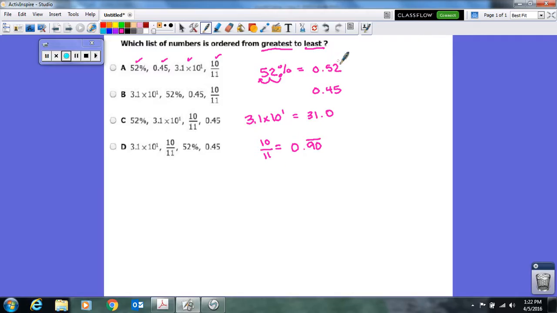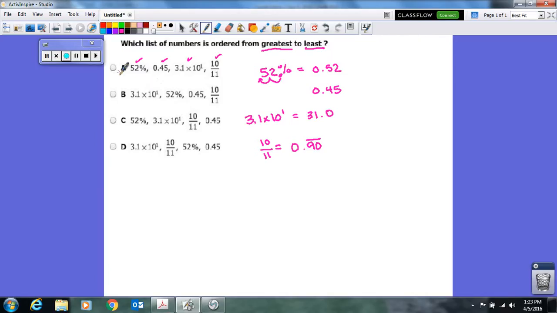All right, so I have four decimals here. I have 0.52, 0.45, 31.0, 0.90 repeating. And I have to now compare these to figure out which one is the biggest. I want the greatest one first, and then which one is the next greatest, and so on and so forth, until we have all of our values in the right order. Now, as I'm looking at these values, it's pretty easy for me to determine immediately which is the biggest one. Obviously, 31 is bigger than 0 point anything. So 3.1 times 10 to the first power should be the first number in my answer.